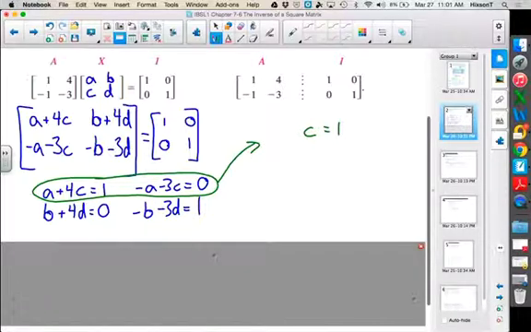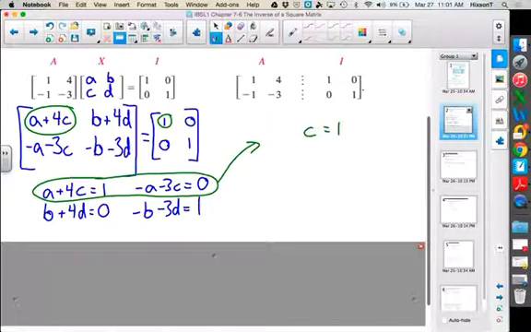Wait, how do you know that it equals, like, A plus 4C, does that mean that it's equal to negative B minus 3D? No. Well, I mean, technically, yeah, because they're both equal to 1, actually. But we're coming up with our equations by saying, all right, this has to be the identity matrix, so that top left element has to equal 1. Oh, I see. Okay?